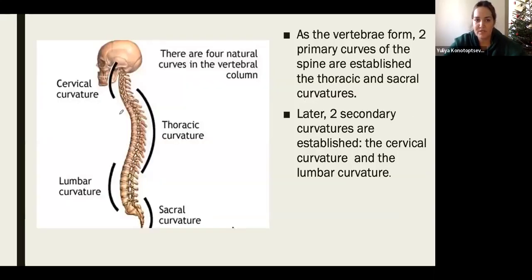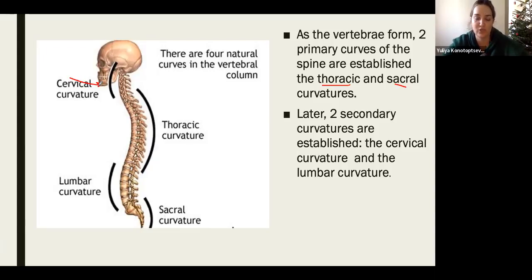Two types of curvatures are present. We have the primary and the secondary curvatures. Primary curvatures are the ones that you are born with, right? While secondary are the acquired curvatures. The primary curvatures that we have are the thoracic and the sacral curvatures. You're already born with them. You made them as an embryo. Secondary curvatures, the first one to appear is the cervical curvature. It appears when the baby learns to hold the head.